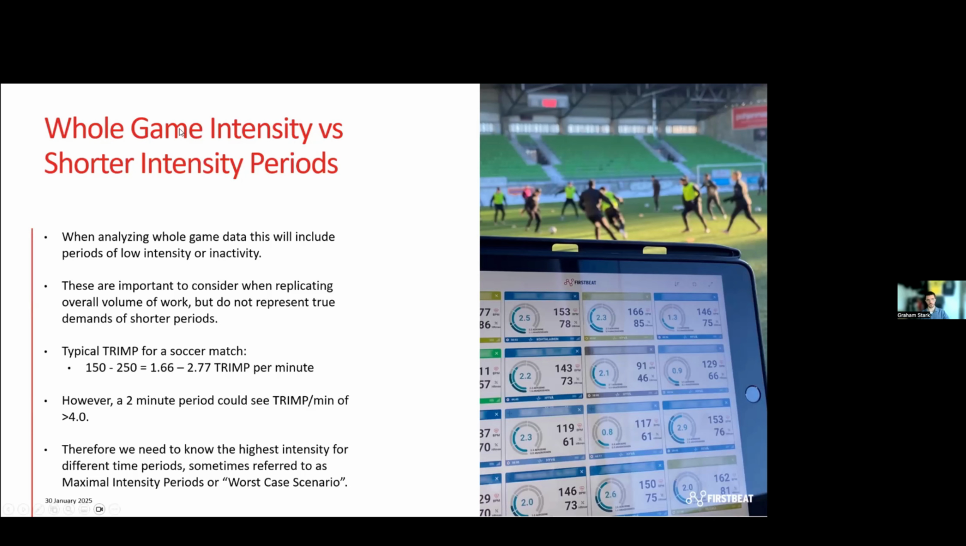For the example I've given there, a typical TRIMP total for a soccer match can range anywhere from 150 to 250. Obviously, some individuals will do more than that, some might do less. Positional demands can make quite a big difference, and demands of the game, whether it's a hard game, easy game, and so on. And when you break that down per minute, that gives figures between 1.6 and 2.7, 2.8, which is relatively low intensity still.